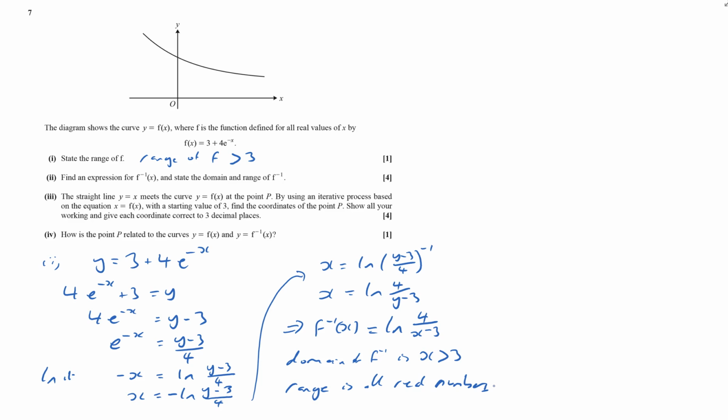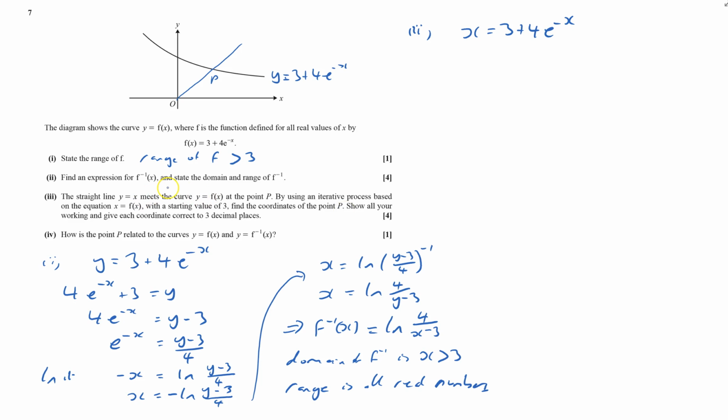And now I need to do part 3. I'll do it up here. The equation y equals x meets the curve y equals f of x, so that is y equals 3 plus 4e to the minus x, at the point P. So using an iterative process based on the equation that x equals this. So I've got x equals 3 plus 4e to the minus x. Find the coordinates of P.